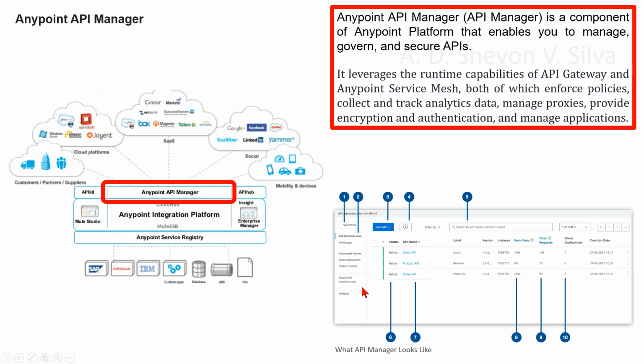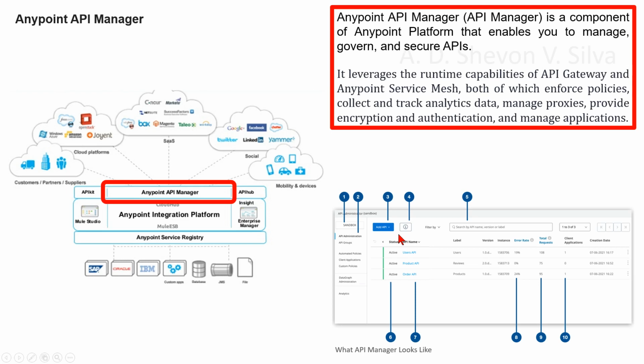Data graph administration. Anypoint data graph enables you to unify all the data within your application network in a unified schema. Analytics. API analytics provide insight into how your APIs are being used and how they are performing. Number 3, the add API button enables you to add a new API instance, to promote an API from any environment to the current environment, or to import a configuration zip file that was exported from API Manager.